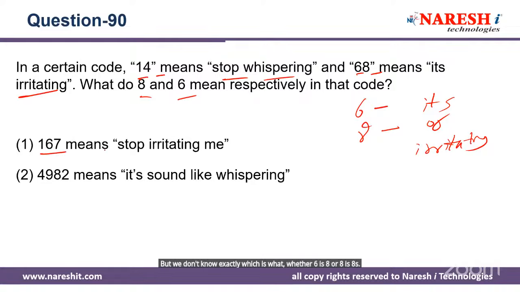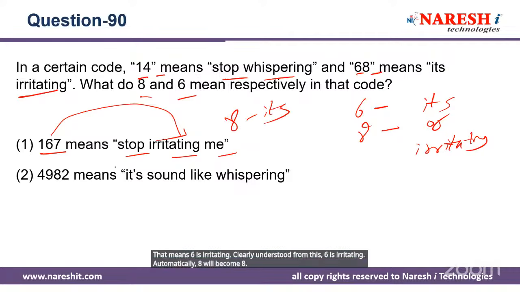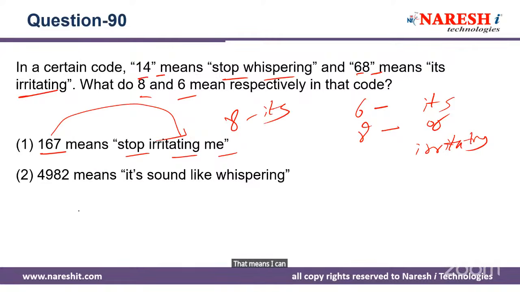First statement, 167 is stop irritating me. Clearly understood from this, that means 6 is irritating. Automatically, 8 will become "it's". That means I can find the answer using the first statement.